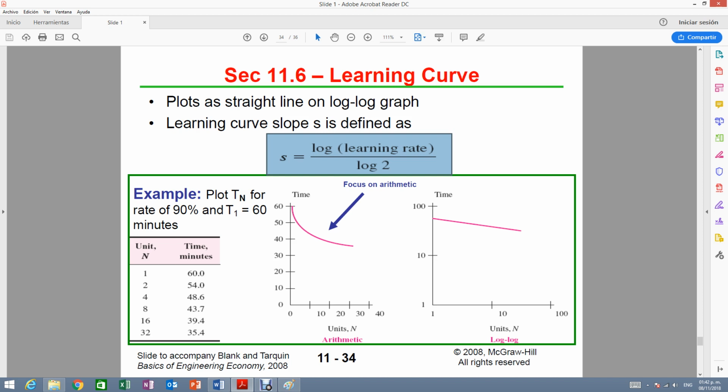You will have the log of the learning rate as a decimal. So if it's 90%, you put 0.90, divided by the log of 2. And then you're going to plot it. Okay, so we will be focusing on the curve. So it'll be the arithmetic method, not the log-log. And let's see where all of these numbers are coming from.